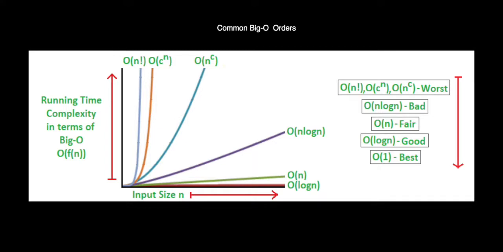O of n log n is not as bad as the exponential or factorial running time, but it's not the best solution. O of n, the linear running time complexity, is fair. O of log n, logarithmic running time, is pretty good. And we have the final running time, O of 1, which is the best running time you could ever find. If your algorithm or solution could run in O of 1, that would be the best running time.